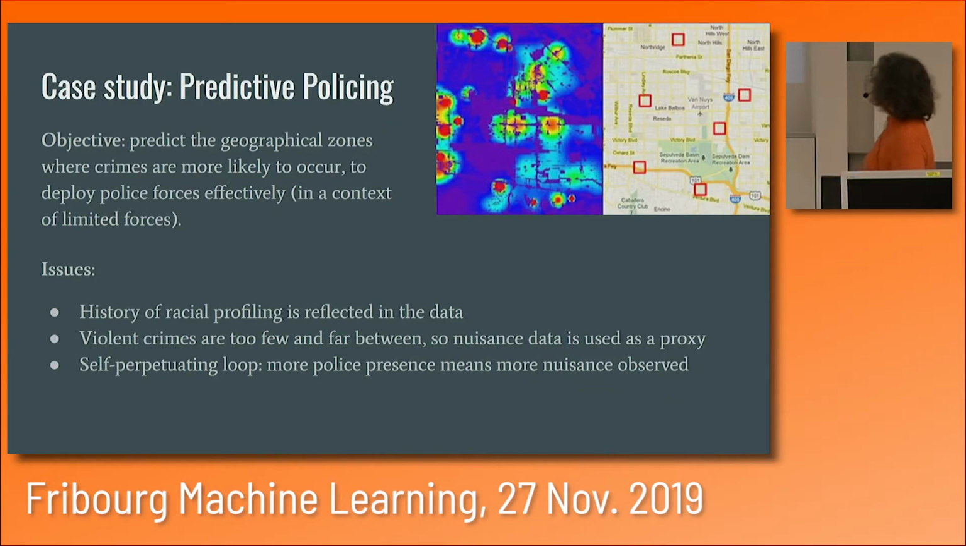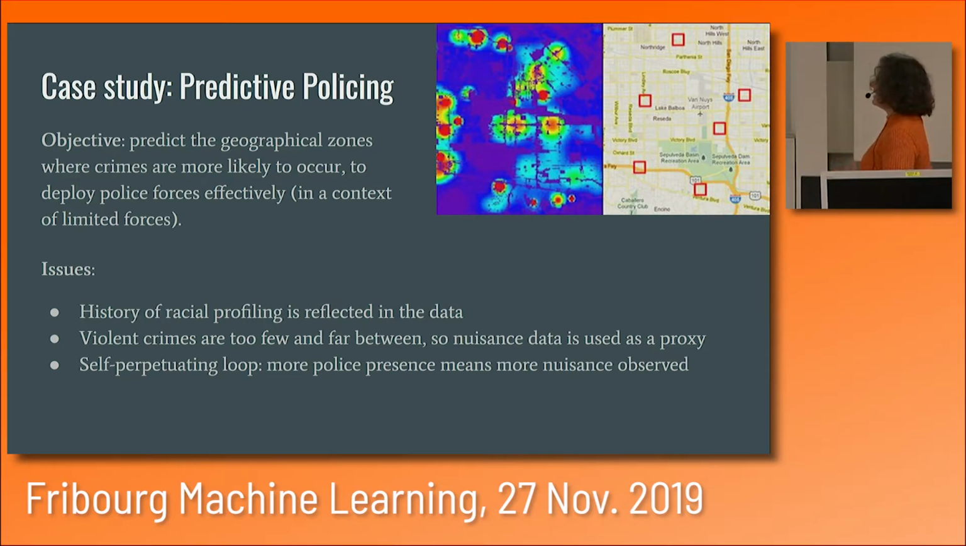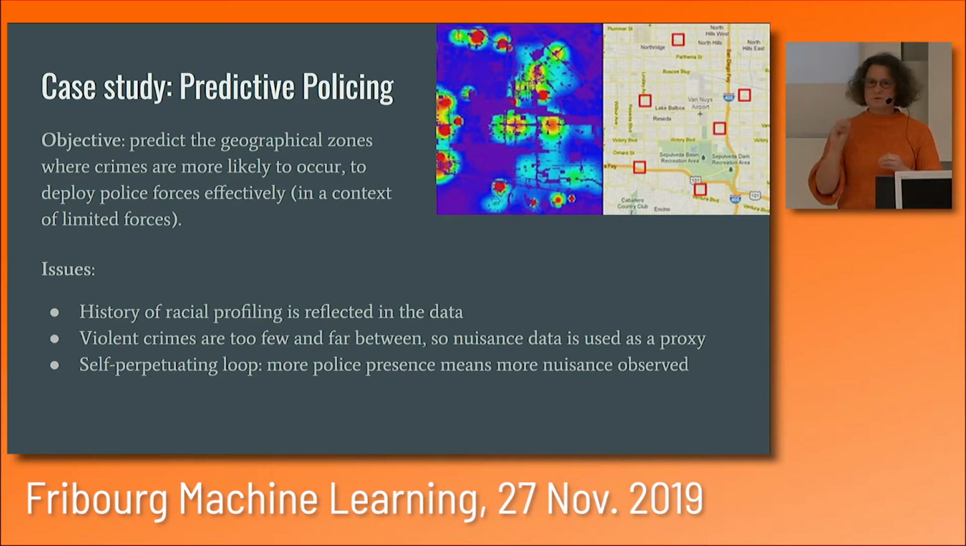Definition, first case study, predictive policing. Maybe you've already heard about this kind of algorithm. The idea is that you want to predict where the next crimes are going to happen, so you can deploy the police force ahead of time in the right neighborhoods, in the right locations, so they can catch the criminals. It sounds great, especially in a context where police forces are limited, budgets are small and getting smaller, so they can't cover all the space in a big city, so they want to know where the crimes and the criminals are going to be.